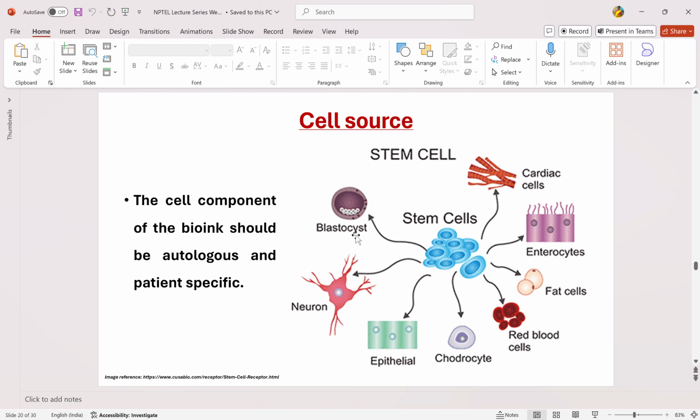You know that stem cells, if you give different kinds of signals to them, they will mature into different kinds of cells. So stem cells have that property. So that is why stem cells could be isolated from patients, and then they could be used as bioink, and depending on the type of signal you give to the stem cells, they will mature into different kinds of cells. So that will be your cell source.